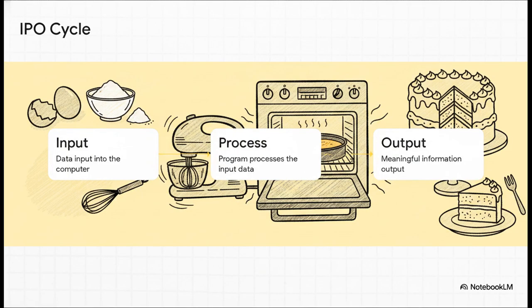To really cement this 1, 2, 3 journey, just think about baking a cake. Your input, that's your raw data, so your flour, sugar, and eggs. The process is the program, right? That's the actual baking happening in the oven. And the output is the meaningful information, the delicious cake. So raw data goes in, the program does the heavy lifting, and useful information comes out.